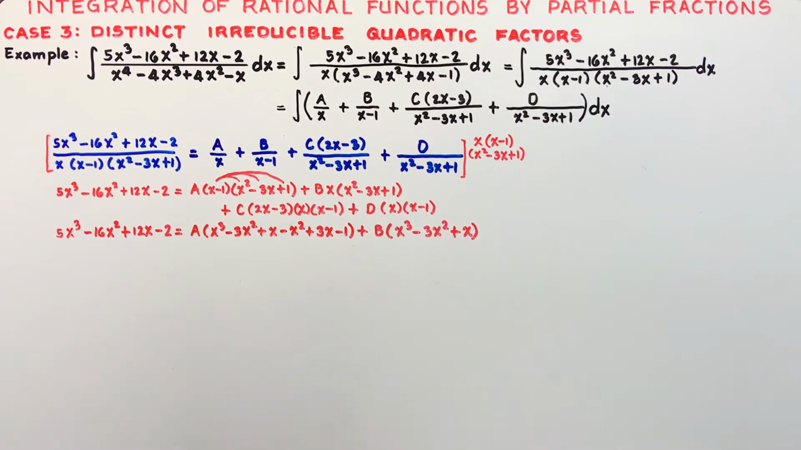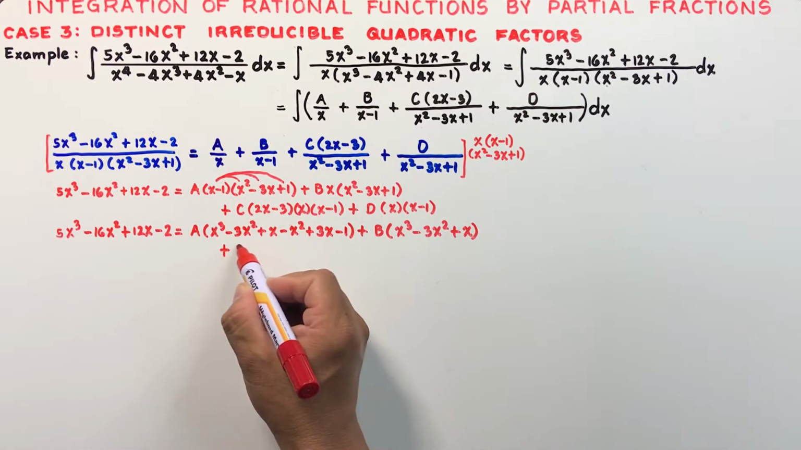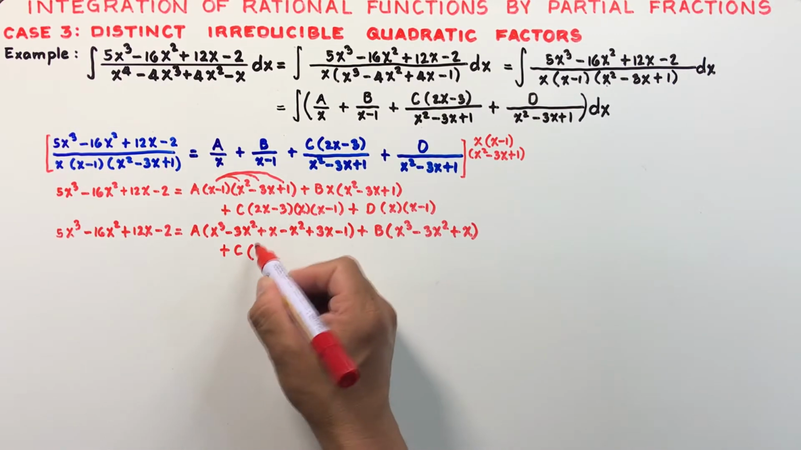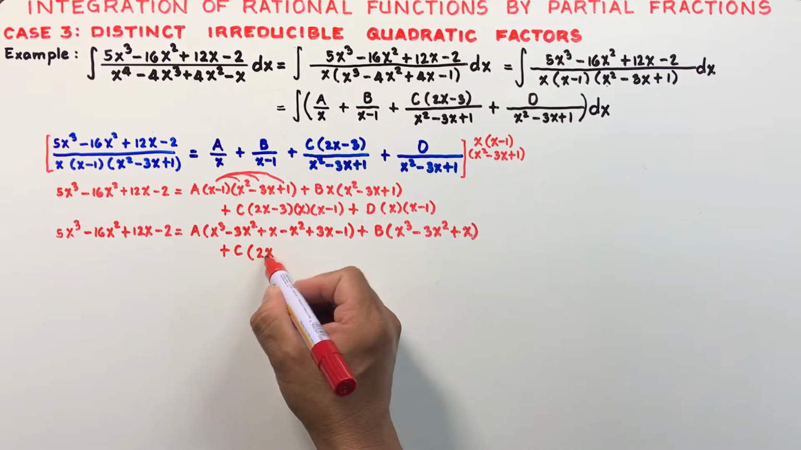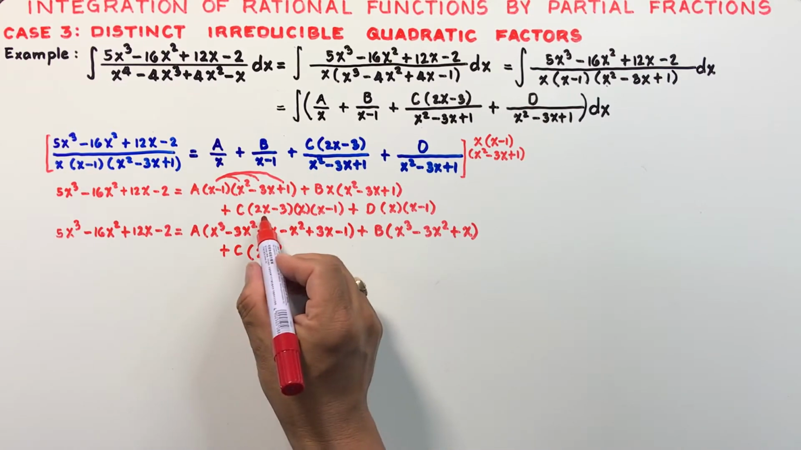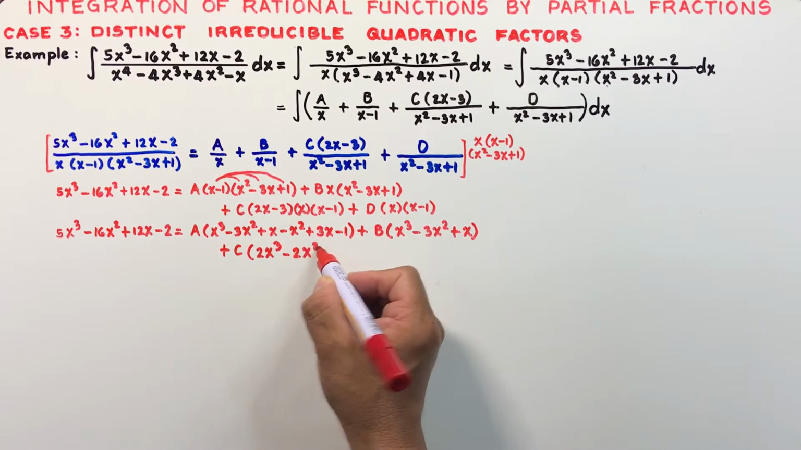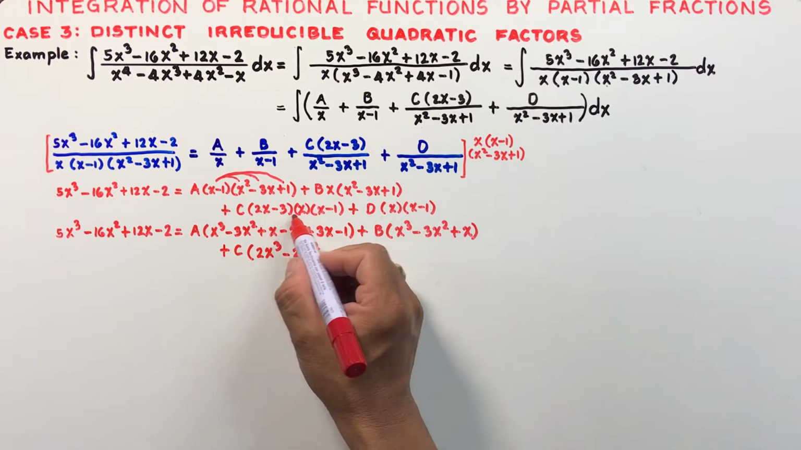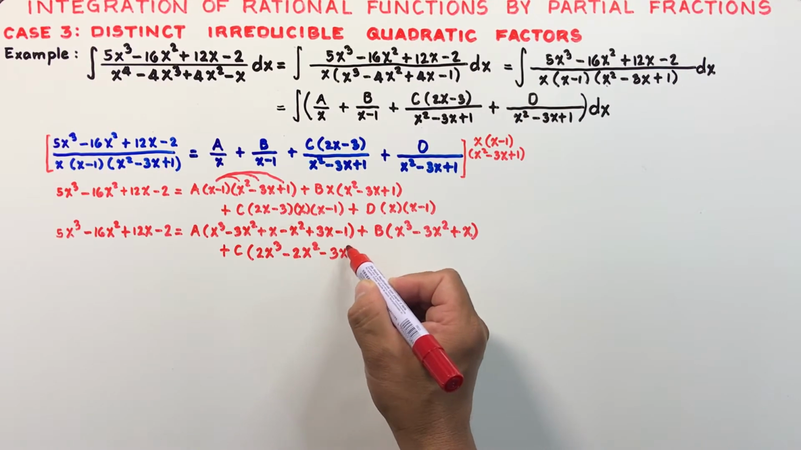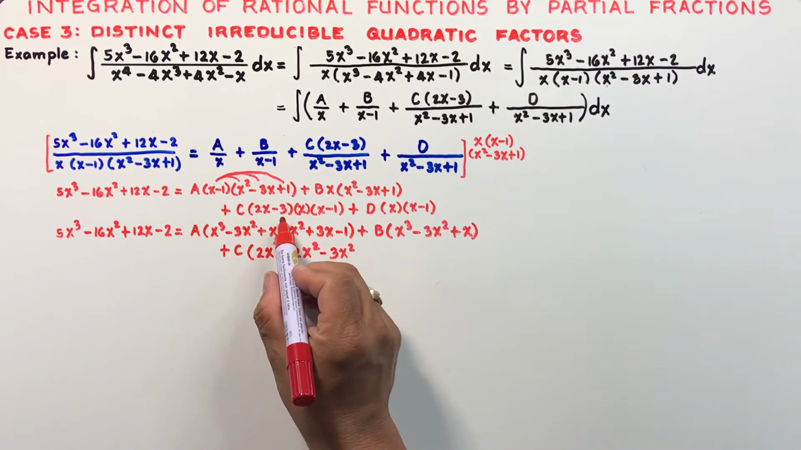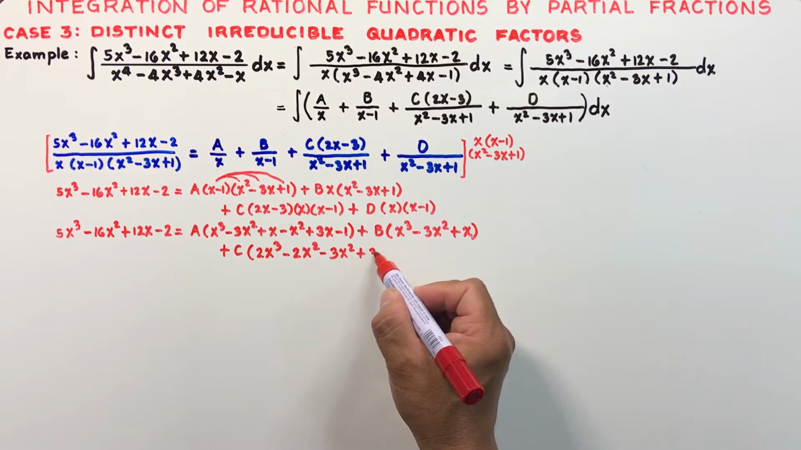And of course, this will be added to C times 2x times x squared, so this is 2x cubed, and then 2x times negative x, we have negative 2x squared, and negative 3 times x squared, that is negative 3x squared, and negative 3 times negative x, that is positive 3x.